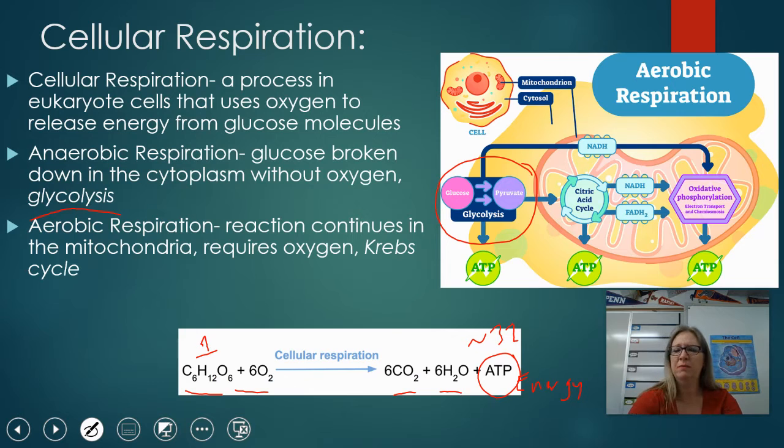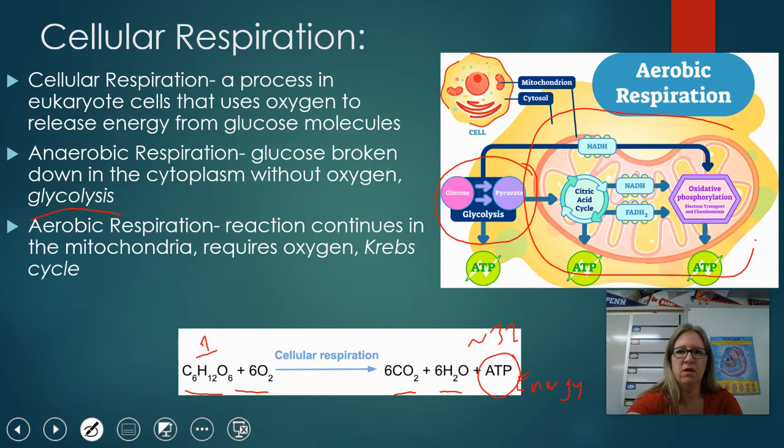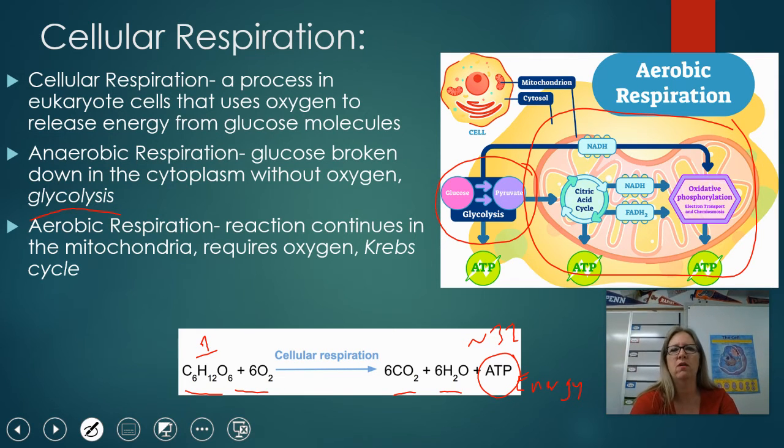Then we have the aerobic respiration. That's the rest of this going on right here. That does require oxygen. Both things have to happen together. That's why we say cellular respiration requires oxygen. It doesn't matter that the glycolysis doesn't need it. That part inside the mitochondria requires oxygen. This aerobic part is also known as the Krebs cycle.